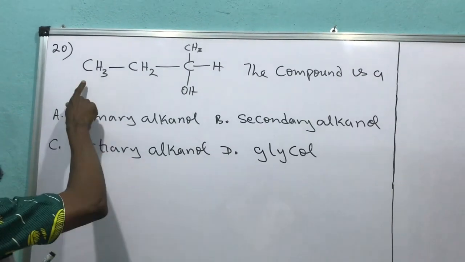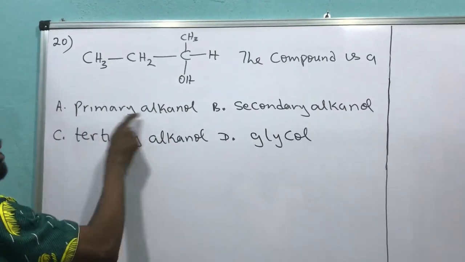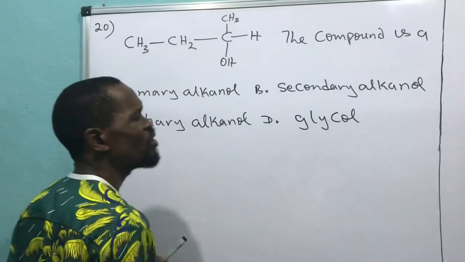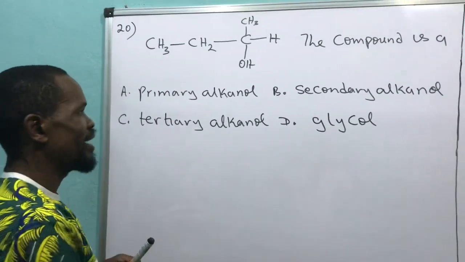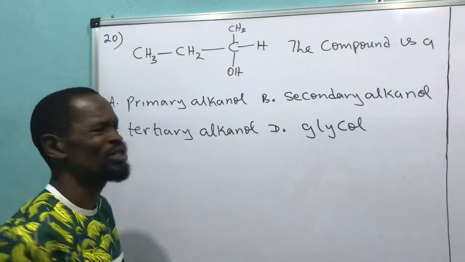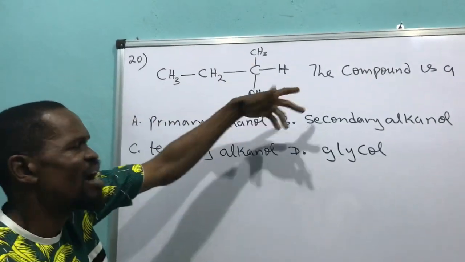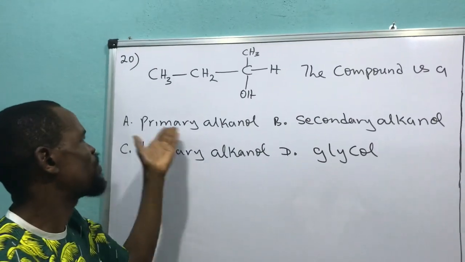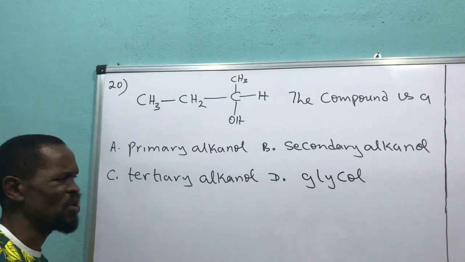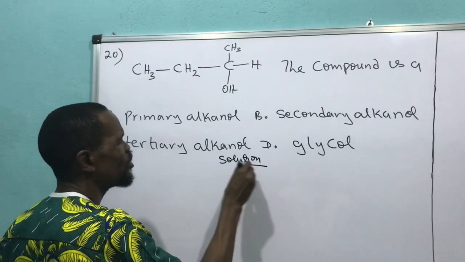Question number 20 said the compound is primary alcohol, secondary alcohol, tertiary alcohol, or glycol. So when I see the options here, I can't tell which one is correct until I go into solving the question. What they gave me is this, and they asked whether it is primary alkanol, secondary alkanol, tertiary alkanol, or glycol. I don't know, so I will go to my solution. Then I will recall.